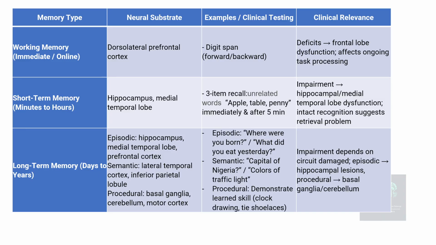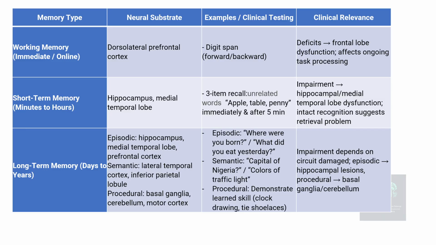Memory comes in different types, each linked to specific brain regions. Working memory, managed by the dorsolateral prefrontal cortex, lets us hold and manipulate information briefly, such as repeating digits forward or backward. Short-term memory relies on the hippocampus and medial temporal lobe, allowing recall of items over minutes. Difficulty here often reflects encoding problems.